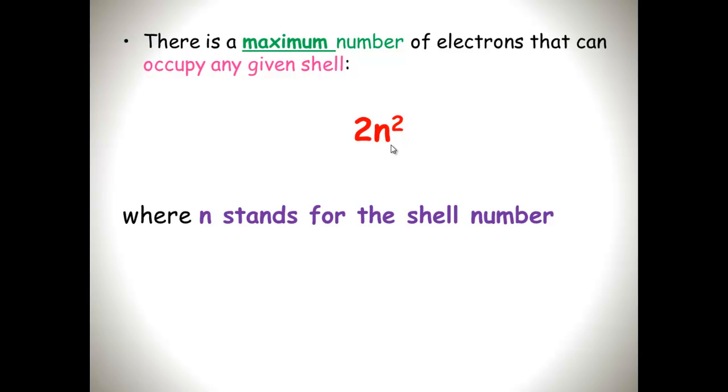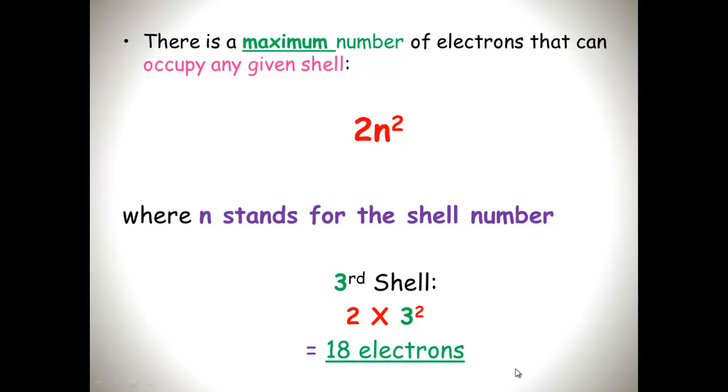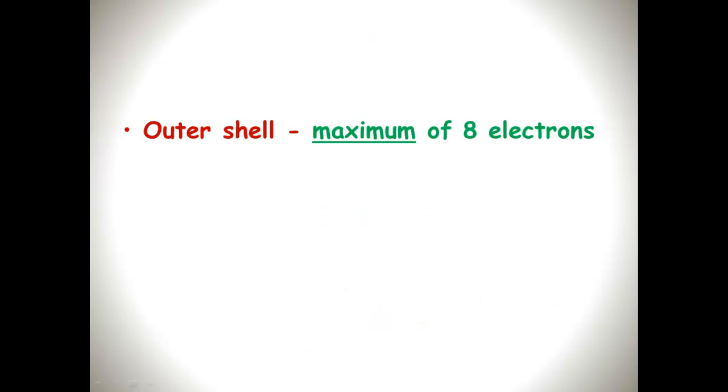So for instance, shell number 3 would have 3 times 3 is 9 times 2, so 3 squared times 2, which equals 18 electrons. And that's the maximum number of electrons that can fit in that shell. So the outer shell always has a maximum of 8 electrons. This is one of the limitations of the shell model. Why is this so, that the maximum in an outer shell can only be 8 electrons?